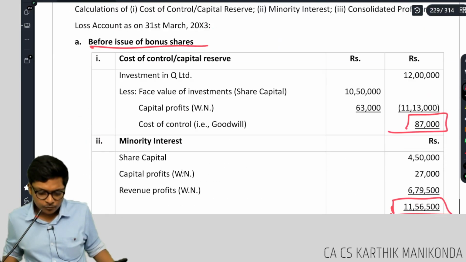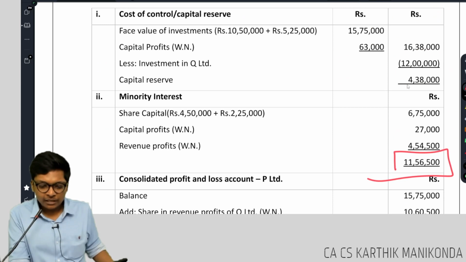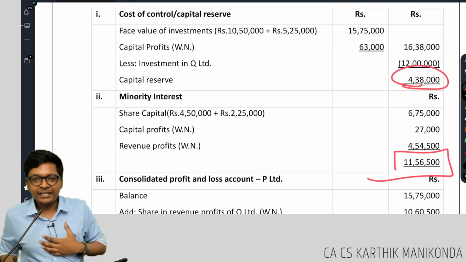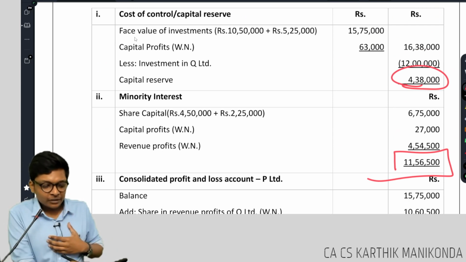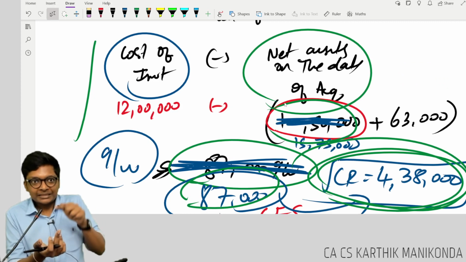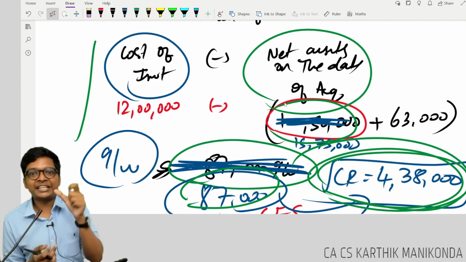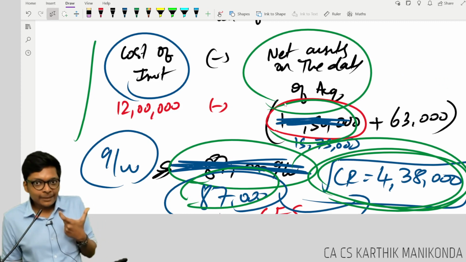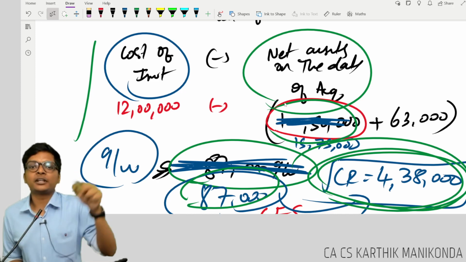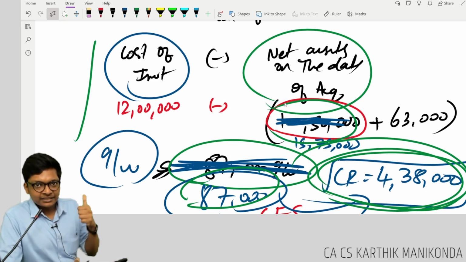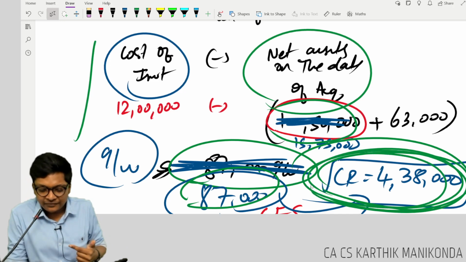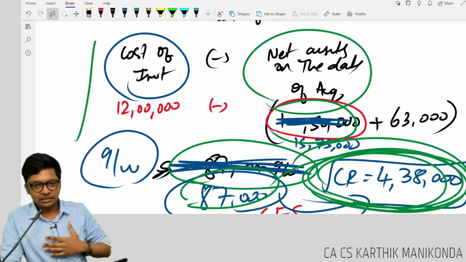Go here. 4 lakh 38,000. But those who know the logic will ask me, sir, you only told we have to take value on the date. But that is the value on date if there is no change in shareholding pattern. Here the number of shares is changing. So you have to recompute goodwill and capital reserve. Otherwise, goodwill and capital reserve will remain the same. Because I am recomputing for a change, this value is changing. Are you following, guys? Clear?